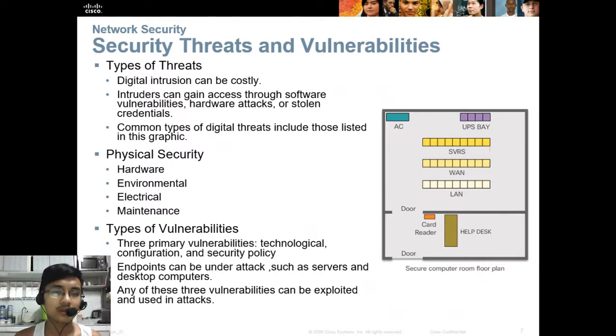Physical security: hardware, environmental, electrical, and maintenance. Types of vulnerabilities. Three primary vulnerabilities are technological, configuration, and security policy. Endpoints can be under attack, such as servers and desktop computers. Any of these three vulnerabilities can be exploited and used in attacks.